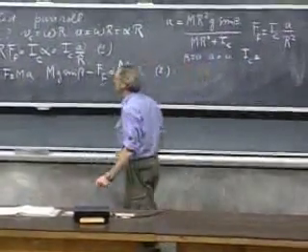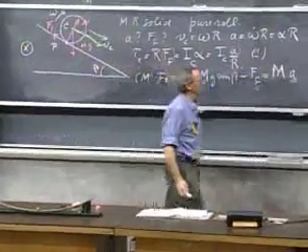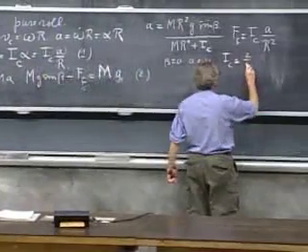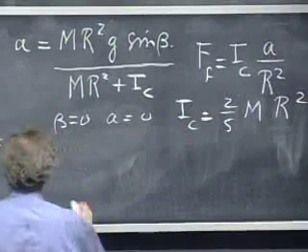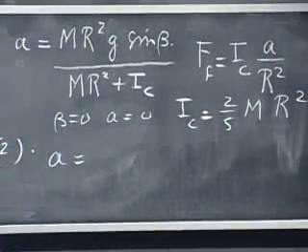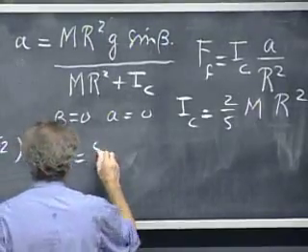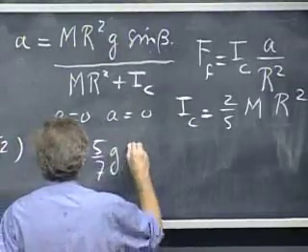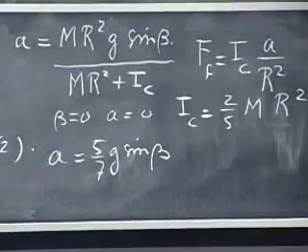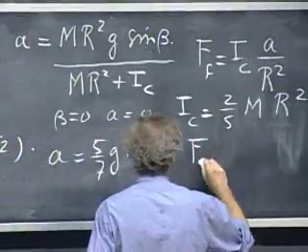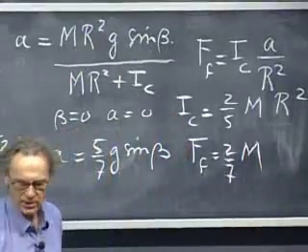So let's now look at I of C. What is I of C? I look it up in the table. A ball, a sphere, rotating about an axis through the center of mass. It's one of the few that I happen to remember. It is 2/5 mr squared. If I substitute that in here, I'll find that the acceleration under the conditions of pure roll is 5/7 g times the sine of beta. And I find that the frictional force, F of F, equals 2/7, I believe, times mg sine beta.